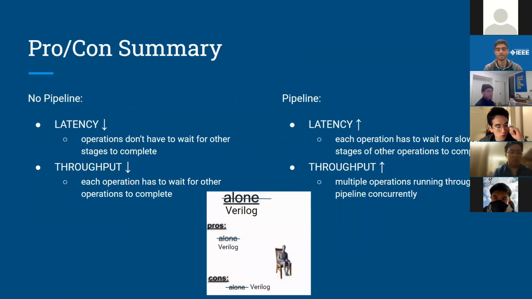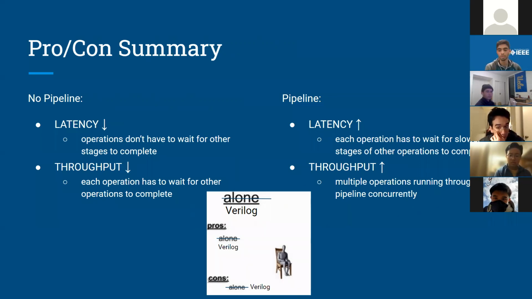And here's a summary. The easiest way to think about it is that when you don't have a pipeline, your latency is generally smaller, because you're not waiting on each pipeline stage to finish to get your whole operation done. So if you just have one load of laundry, there's no real point in pipelining, because there's nothing for you to even run in parallel, right? So why would you split it up?